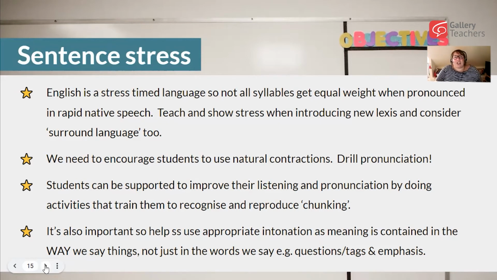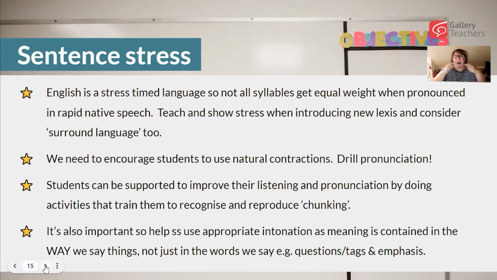So using natural contractions is really important as well. If I think about the present continuous, "I am going to," a native speaker is not going to say that. That's not what students are going to hear when they're out on the street. So teaching students to recognize "I'm gonna"... if a student is expecting to hear "I am going to," and actually what they experience is "I'm gonna," that's a very different ball game, very different kettle of fish.